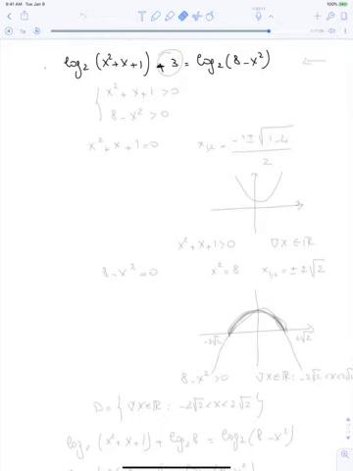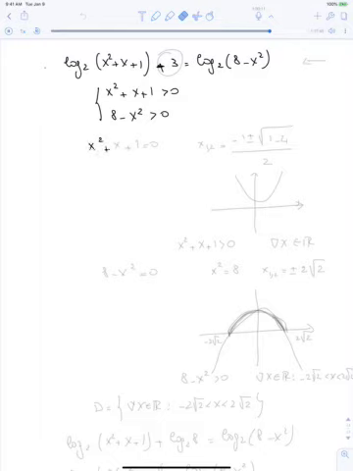Okay, again, the first thing to do is to study the domain of the logarithmic equations. So we need x squared plus x plus 1 greater than 0. And we need 8 minus x squared greater than 0. Okay, let's study the first one.